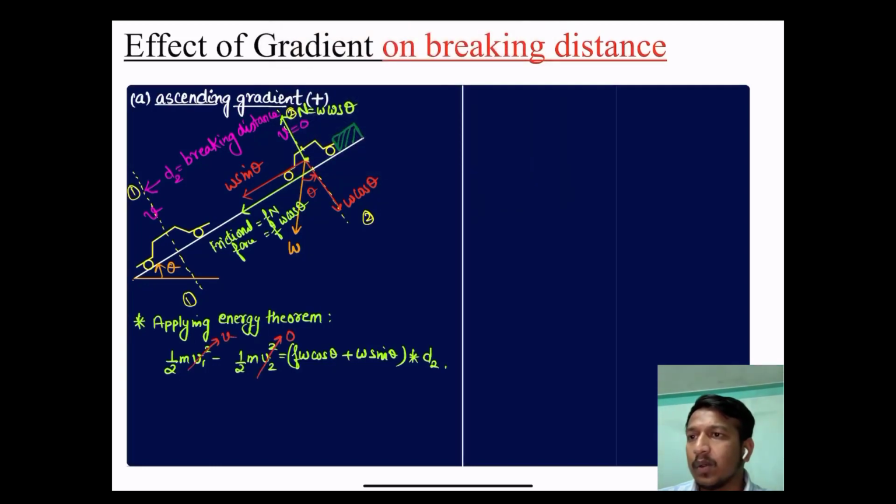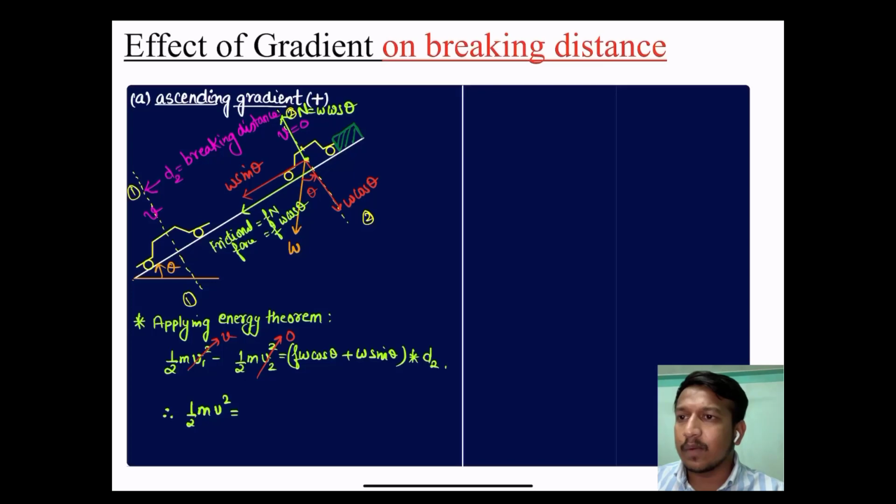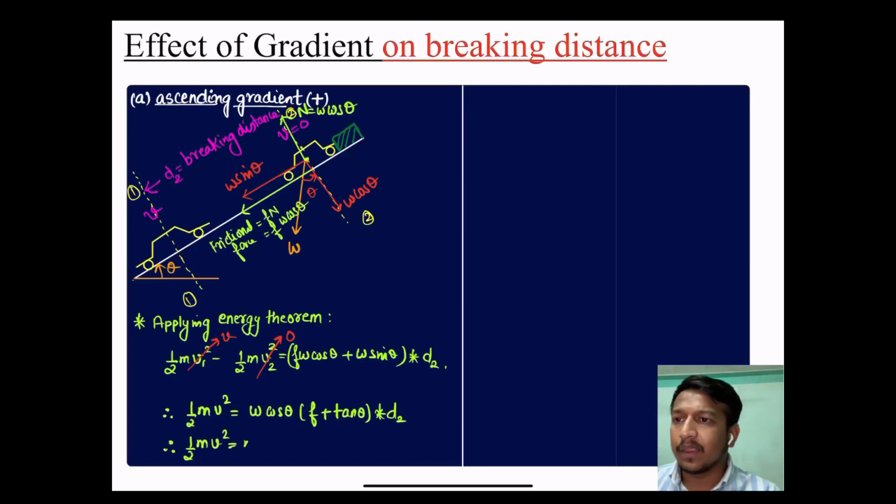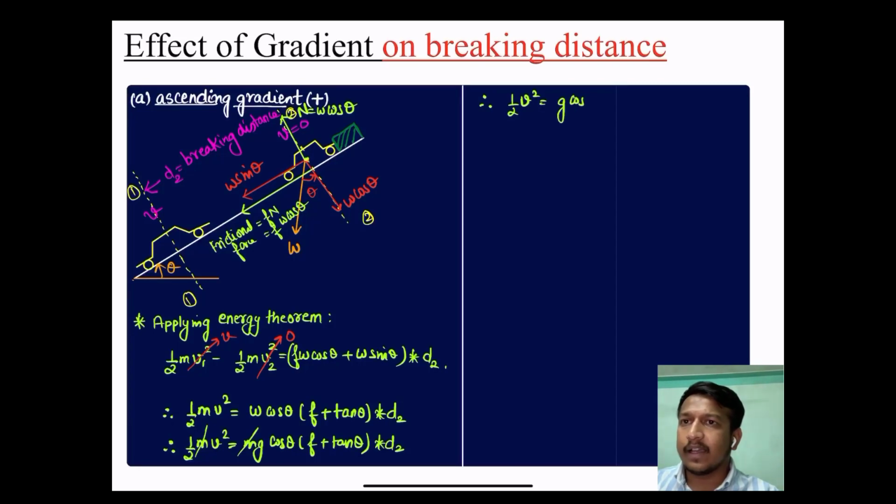Since v2 is 0 and v1 is v, half of m v square is equal to W cos theta common, F plus sin theta upon cos theta, which is tan theta, into d2. W is m into g, so m and m get cancelled. Half of m v square becomes g cos theta into bracket F plus tan theta into d2.